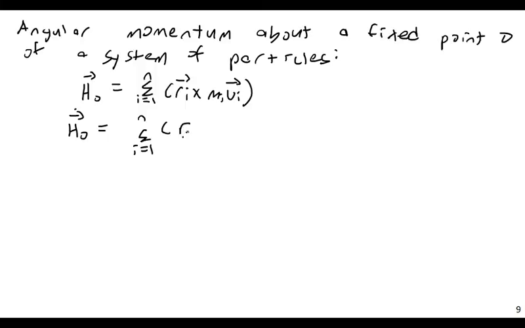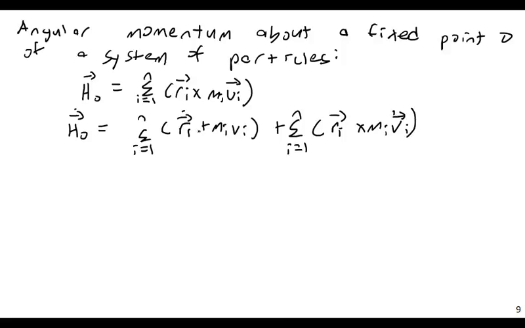r_i dot cross m_i v_i, plus the summation of i equals 1 to n of r_i crossed into m_i v_i dot. So this term deals with a changing position, a changing r vector. This one deals with a changing velocity vector, so this is a changing linear velocity. This is a changing radius, or a changing position, we could say.